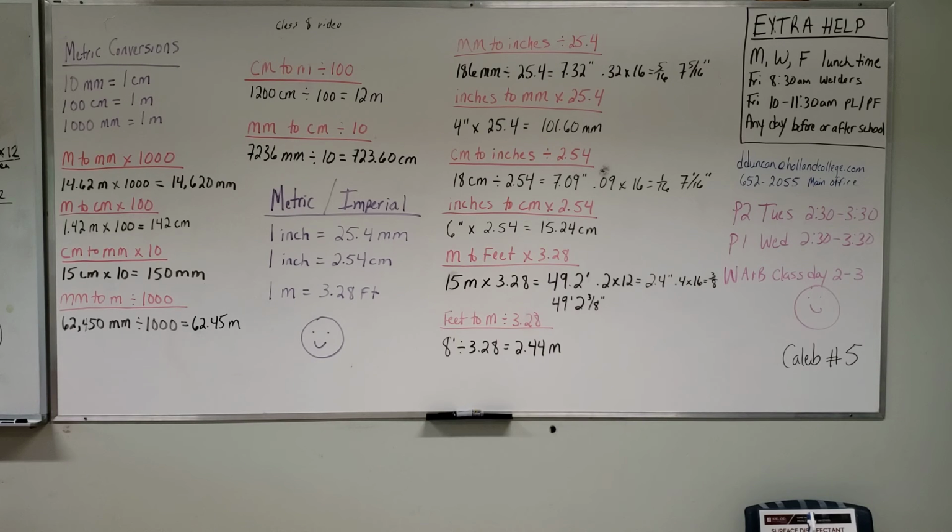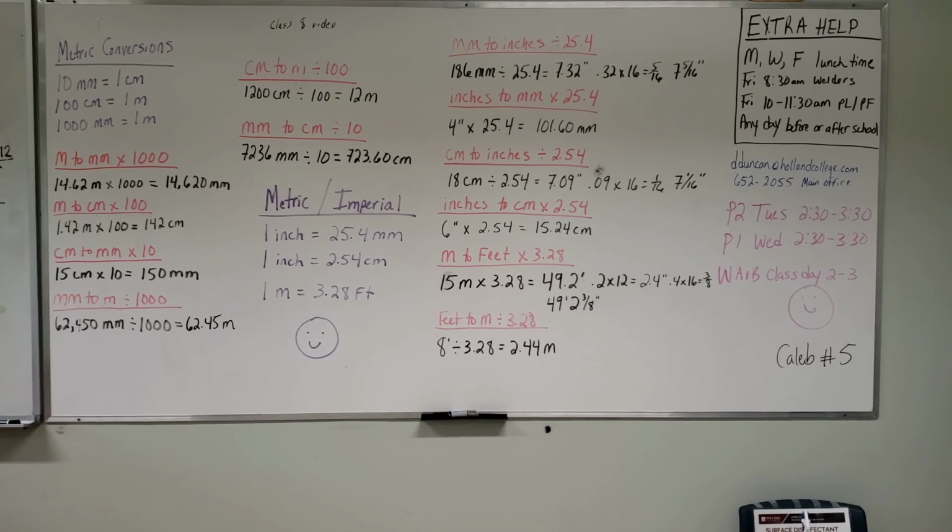Feet to meters, we're just going to divide by 3.28. So 8 divided by 3.28, if we had 8 feet there, we get 2.44 meters. Okay, we only have 2 more to go, and Lori's going to switch that camera there.